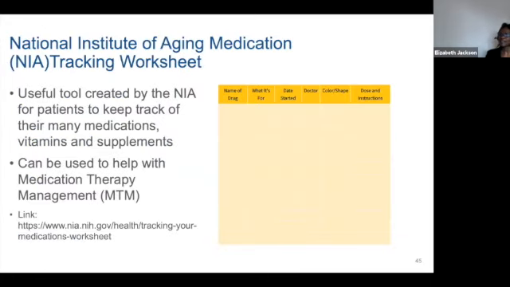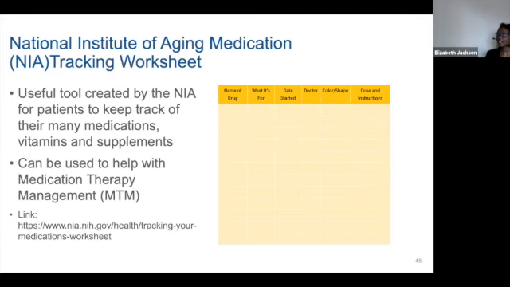This is an example of a National Institute on Aging medication tracking worksheet. It can be a useful tool for patients. It can help with medication therapy management. There's a link on this slide if you would like to download this tracking worksheet for your patients. You're welcome to do so.